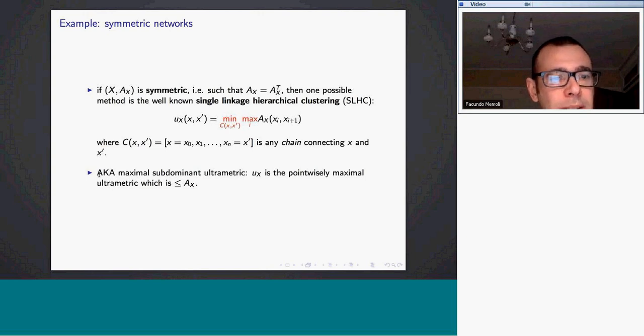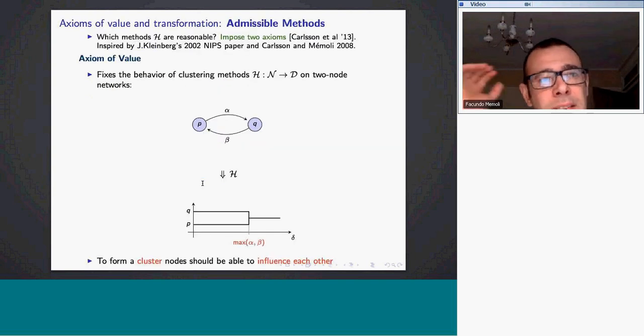One can prove that would be true, so you can apply it to similarity networks. We aim to characterize methods by properties or axioms on them. So, let me describe the axioms that we adopted.